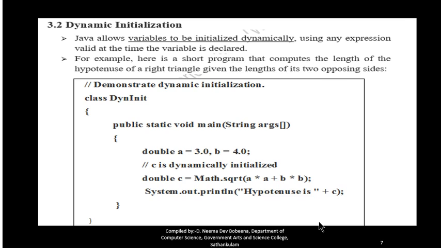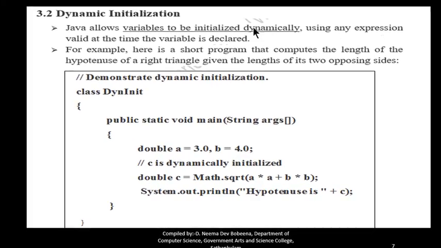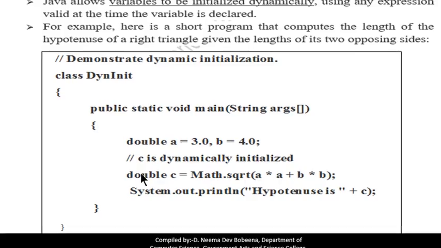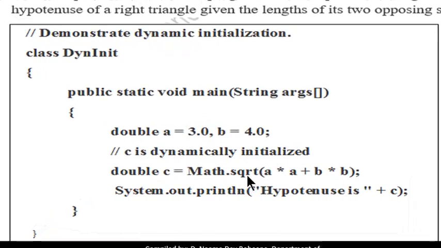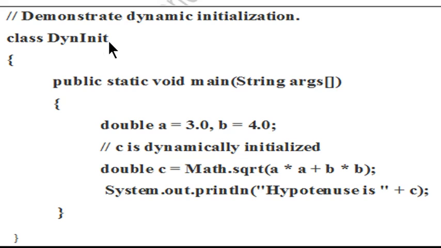Dynamic initialization. Java allows the variables to be initialized dynamically using an expression. From this example, we can see that this portion is the dynamic initialization of a variable. Class DynInt, then opening braces, this class ends here, then main method opening braces, and this main method ends here.